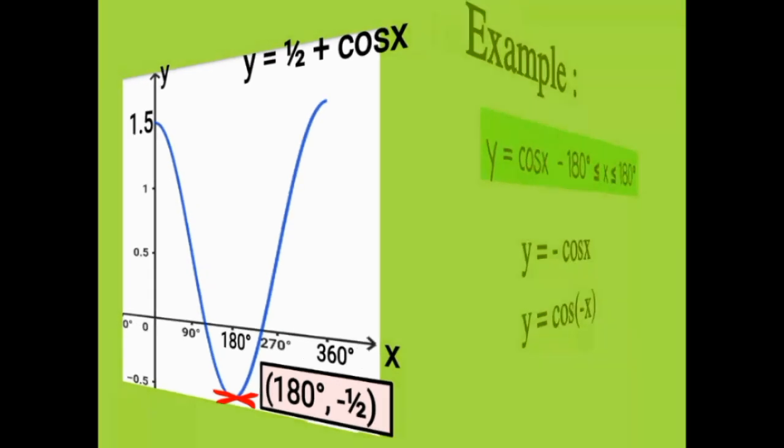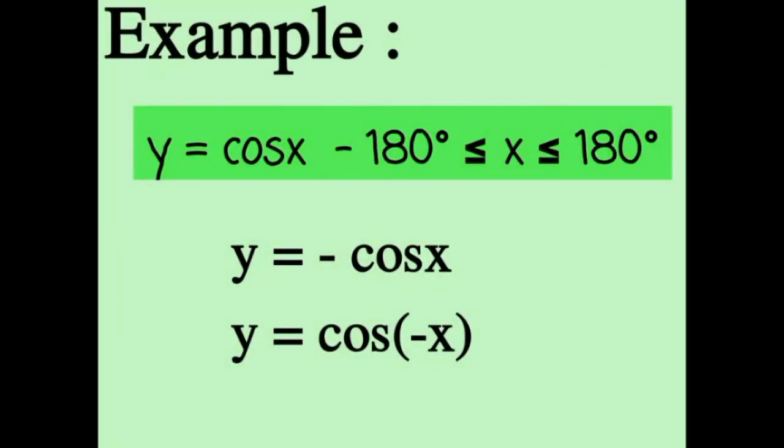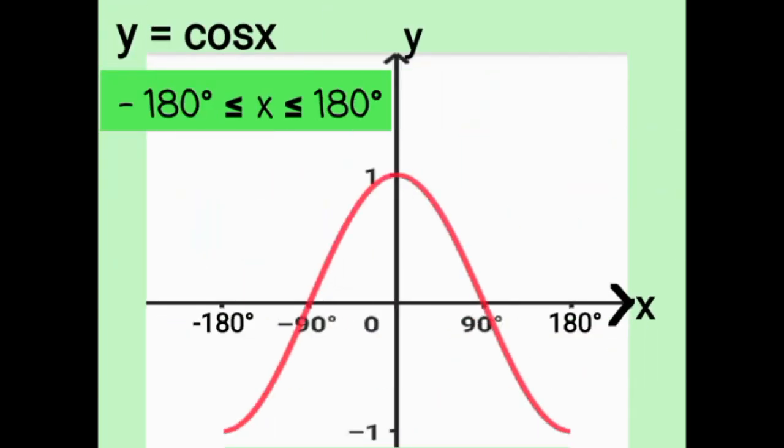Now let's take a look at a few more examples. Apply the following transformations to the graph of y equals cos x in the range x is greater than or equal to minus 180 degrees but less than or equal to 180 degrees. Now this is the graph of y equals cos x in the range x is greater than or equal to minus 180 degrees but less than or equal to 180 degrees.